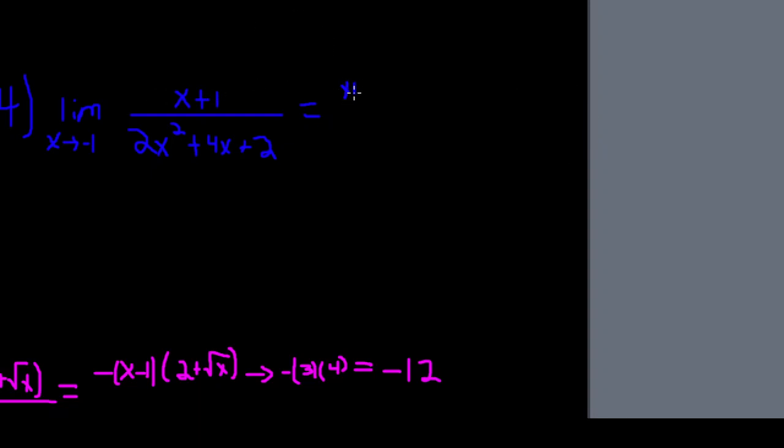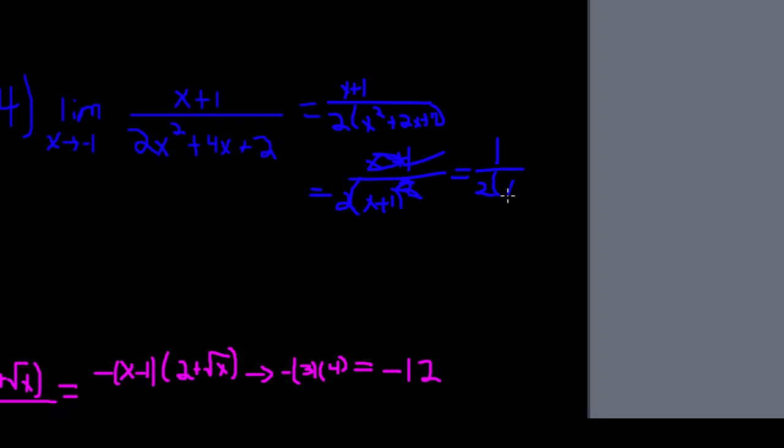Let's factor. That seems like a good place to start. We can factor out that 2, and then x squared plus 2x plus 1. Actually, hang on. Okay, yeah, this factors out pretty nicely, because this is x plus 1 squared. Which means we can cross out that squared, cross out this numerator. So we have 1 over 2x plus 1.